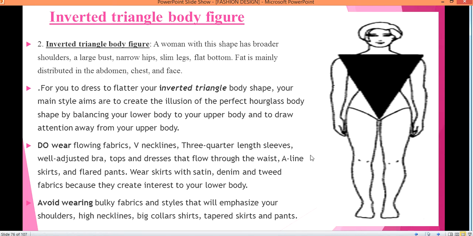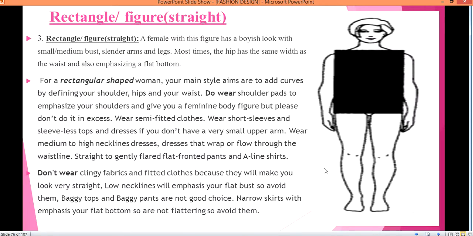So you can wear flowing fabrics, V necklines. V necklines create an illusion of depth and line, and it reduces the bulk that is in your area according to illusion. The next one is the rectangle figure.